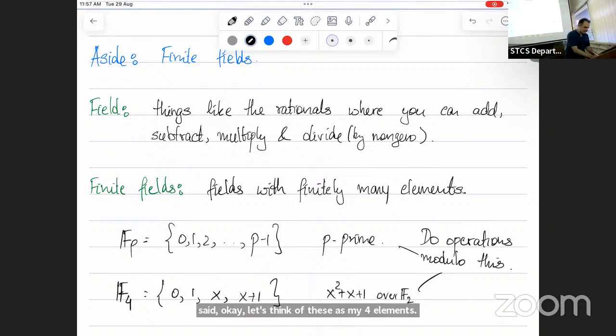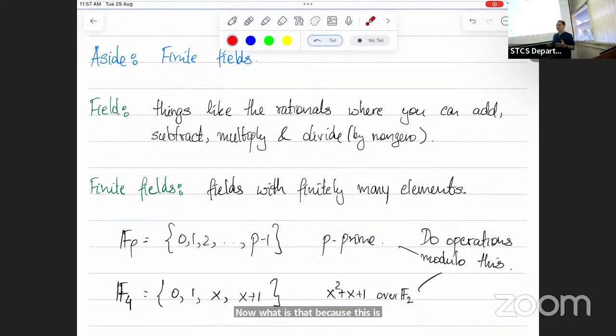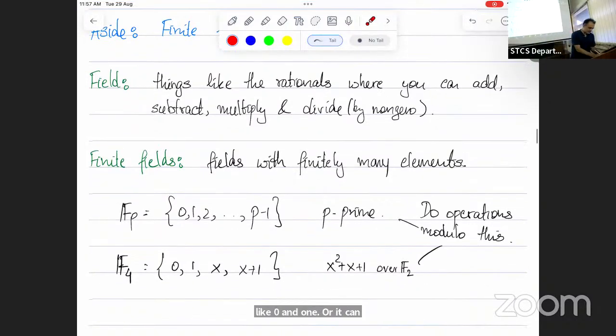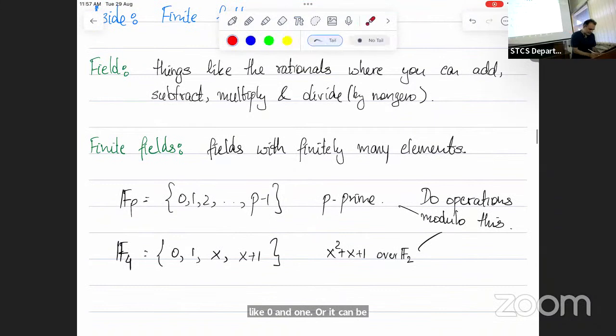Let's think of these as my 4 elements. Now notice that because this is a polynomial of degree 2, if I ask what are all possible remainders you could get, it's going to be any polynomial of degree at most 1. And these are the 4 things you can get over F2. It can be 0, or a constant, which is 0 or 1, or it can be x plus 0 or x plus 1.